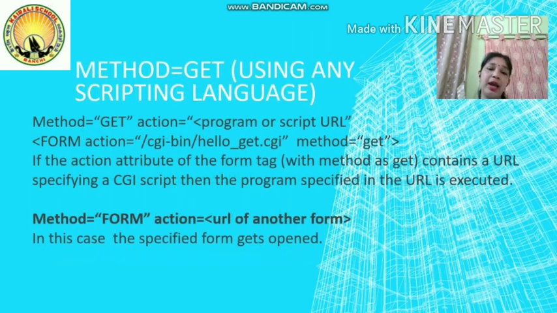Next one, if you have any scripting language, then it can also be mentioned in the action part, and the method will be get. When you click on the submit button, the corresponding scripting program which you have specified in the action part, or the URL of that program, will be executed. This example I won't be showing because I haven't taught you scripting languages, and it will be difficult for you to understand.